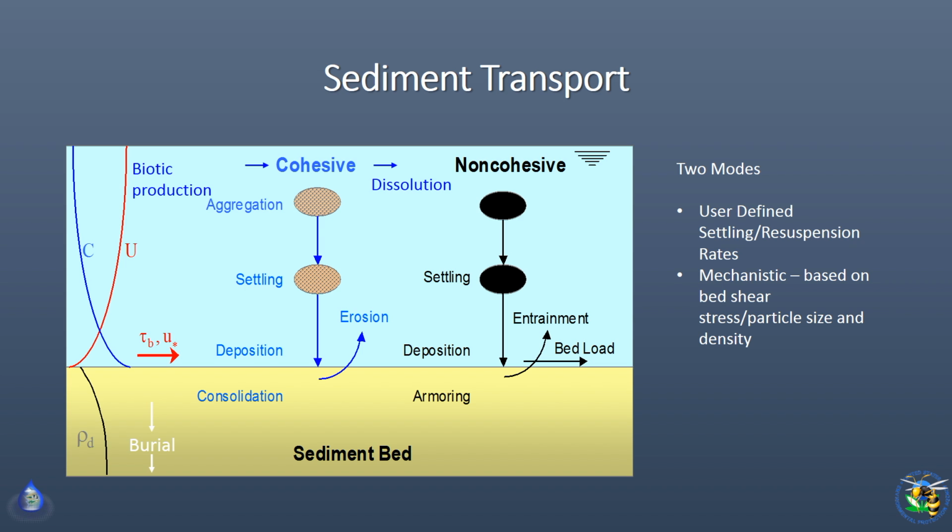Or the old method that's been in WASP for years is the user has the ability to define settling and resuspension rates both spatially and temporally by using segment-specific rates as well as time functions. Sediment transport definitely is an important aspect that needs to be considered when doing organic chemical modeling.